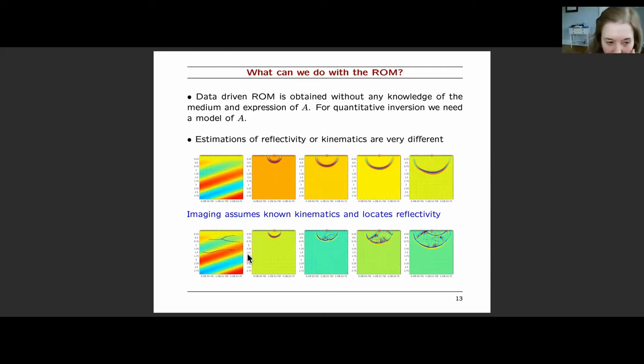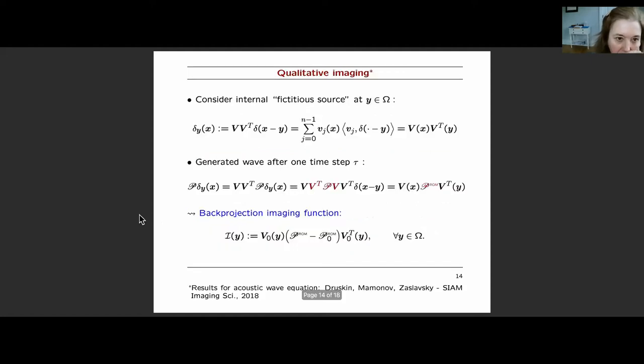this reflectivity, and it assumes that the kinematics is known. So I'm going to assume for now that the kinematics is known. I will tell you at the end what we are doing about that. I assume that kinematics is known, and I'm trying to find reflective structures. I'm only going to describe a qualitative imaging method, because I don't have much more time, known as the method of back projection that appeared originally in work of Druskin, Mamonov, and Zaslavsky. And what this does is the following.